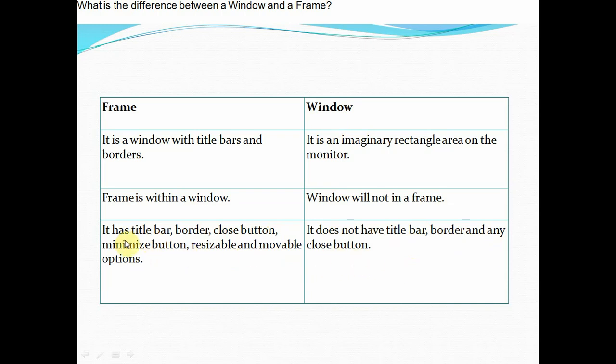Whereas coming to frame, that has a title bar, then close button, that is the cross mark, and then minimize button, maximize button, etc.